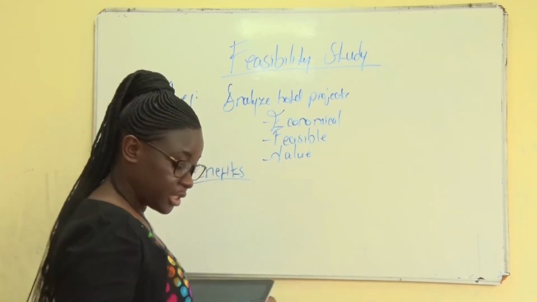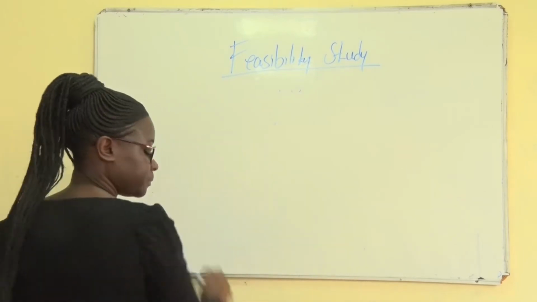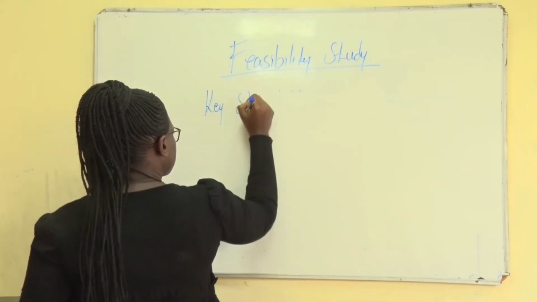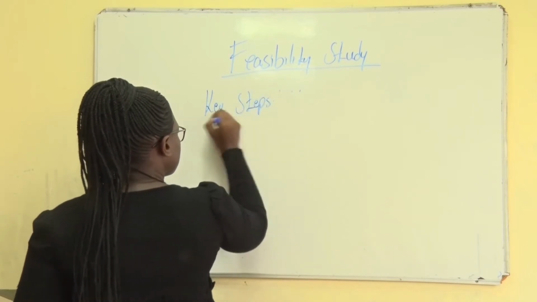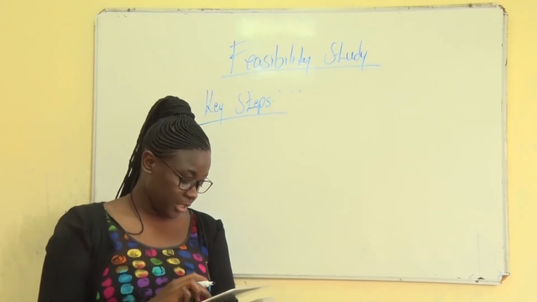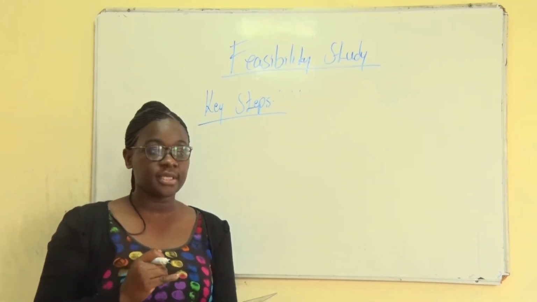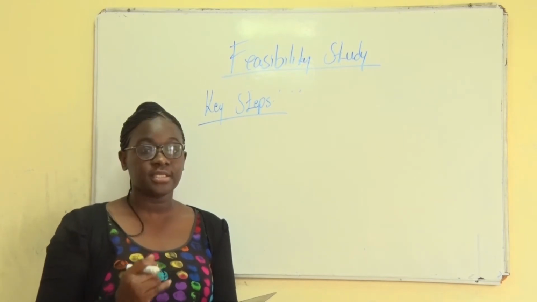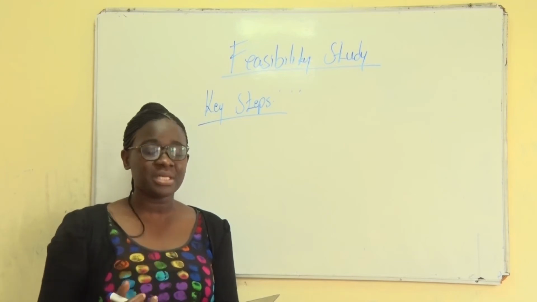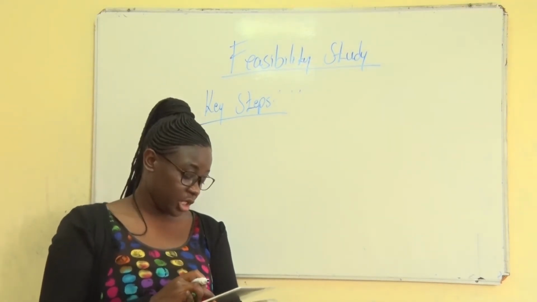Now we look at key steps in conducting a feasibility study. So what are some of the steps in conducting a feasibility study? So number one, you do location analysis. As I had said, you analyze location, whether it's safe, are there cars, are there public transport, are there any other beautiful scenery in the location.